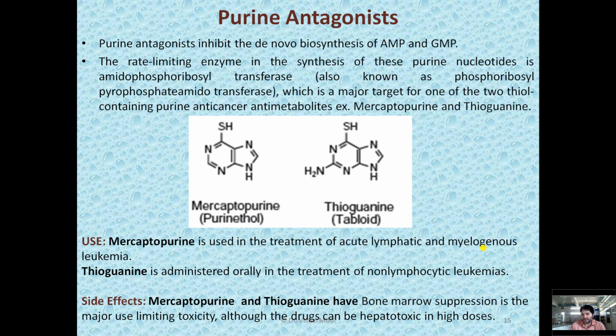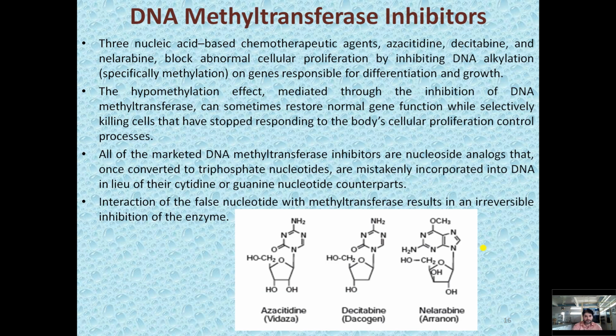Mercaptopurine is used in the treatment of acute lymphatic leukemia, and thioguanine is administered orally in the treatment of non-lymphocytic leukemias. Side effects of mercaptopurine and thioguanine: both show bone marrow suppression, which is the major use limiting toxicity of these purine antagonists. Also, these drugs can be hepatotoxic in high doses.